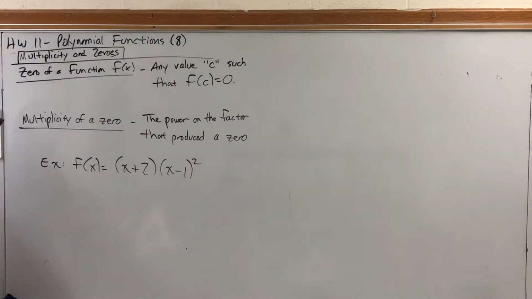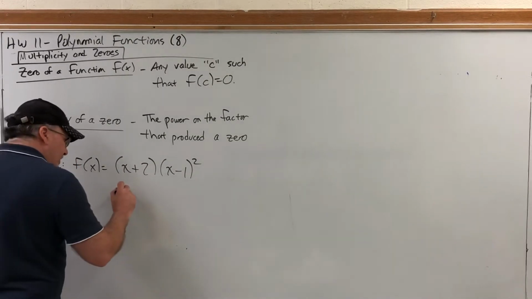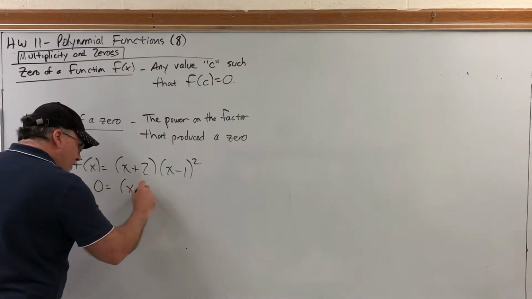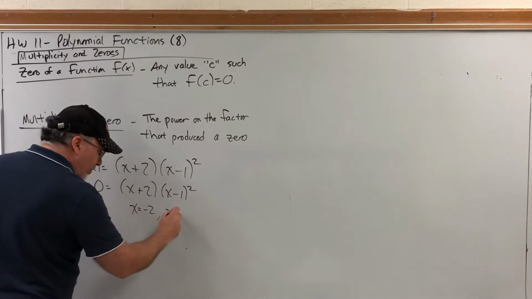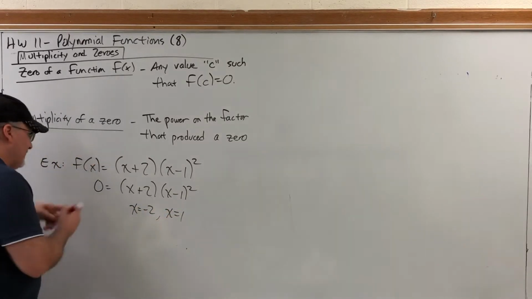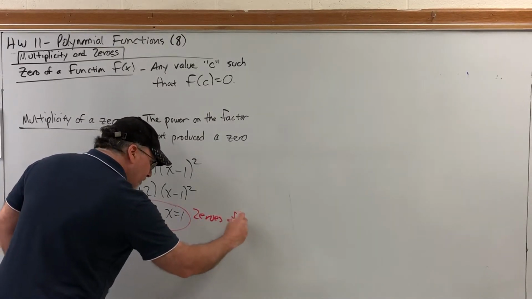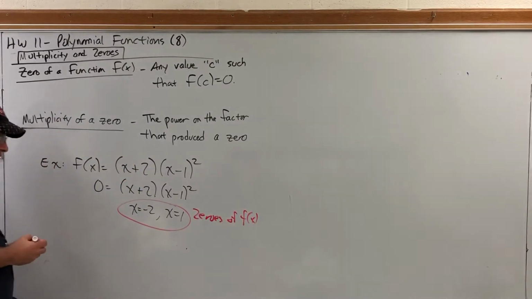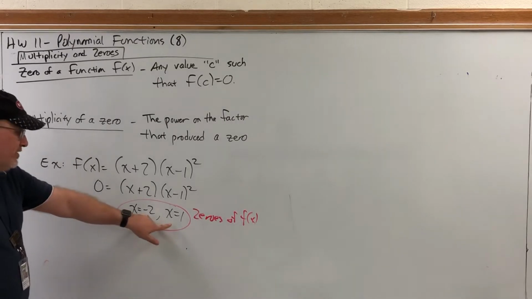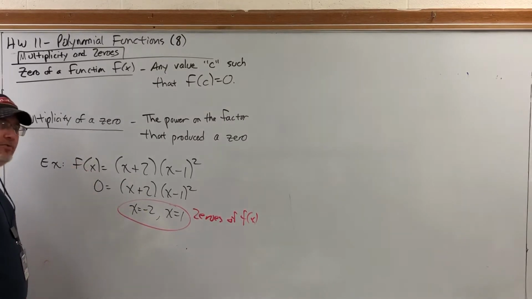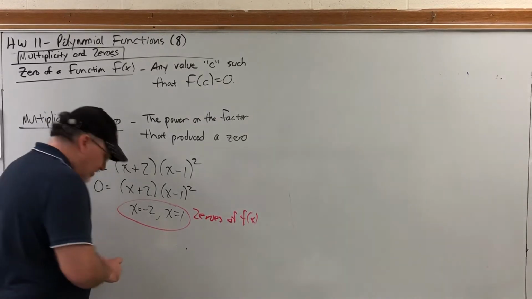So, for example, in this previous function, when we solved it equal to zero, we had two x-intercepts. One of them was negative two, the other one was at one. But relative to the function, these two values are zeros of the function f of x. This may have been called g of x in the previous video, but that's irrelevant. These are the values that, when we substitute them into the function, make it equal to zero. To find the zeros of a function, you just solve f of x equals zero.